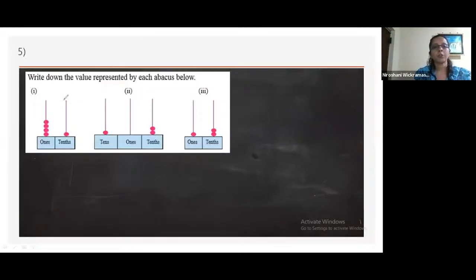Next one, write down the value represented by each abacus below. Now this is the ones place. This is the tens place. If I draw the abacus like this, I will mark like this. This is the tens place. This is the ones place, 1/10, this is 1/100. Right? We can read it like this.